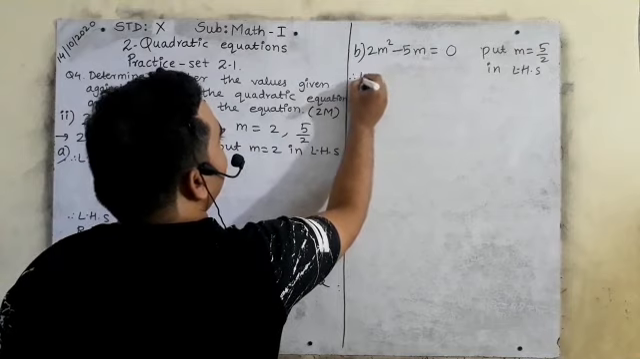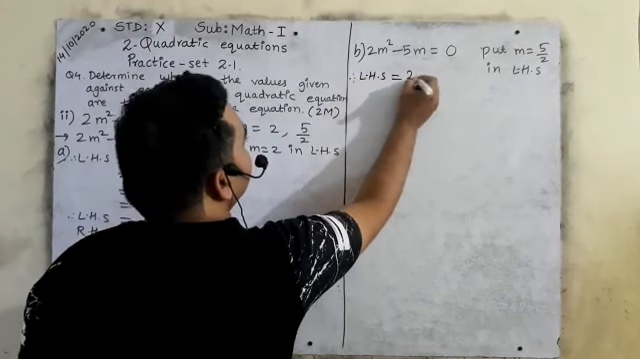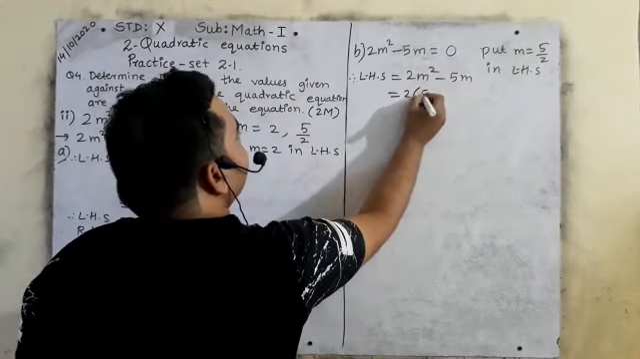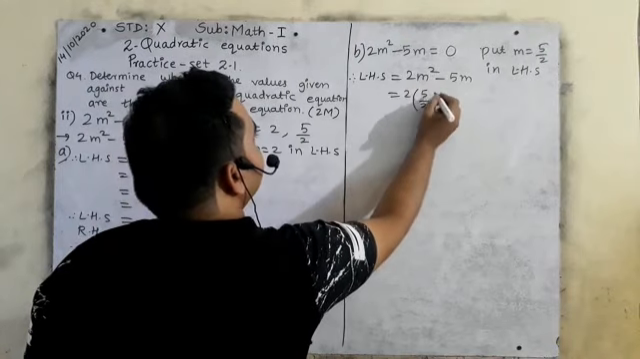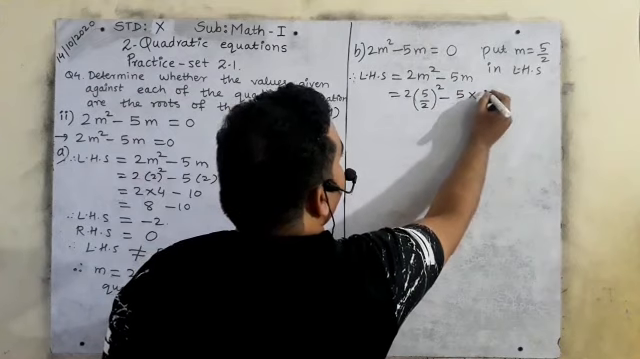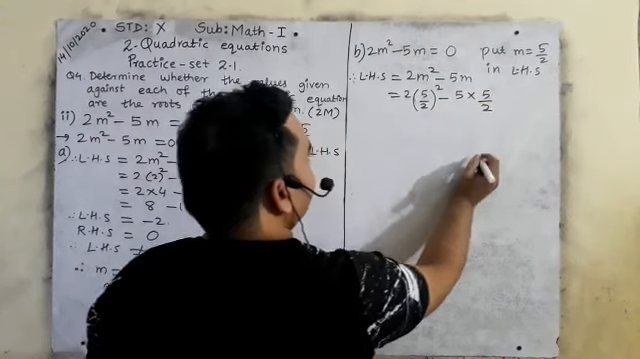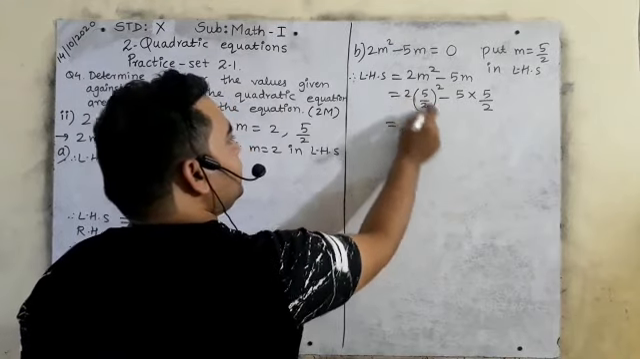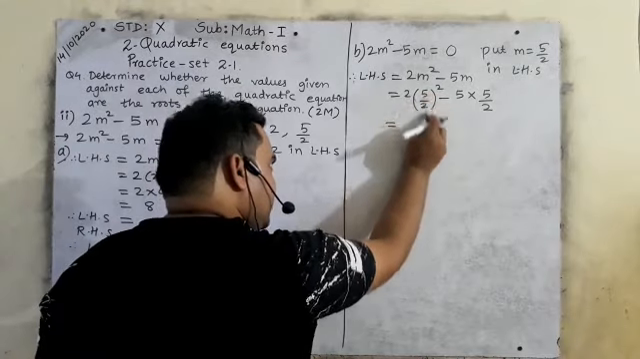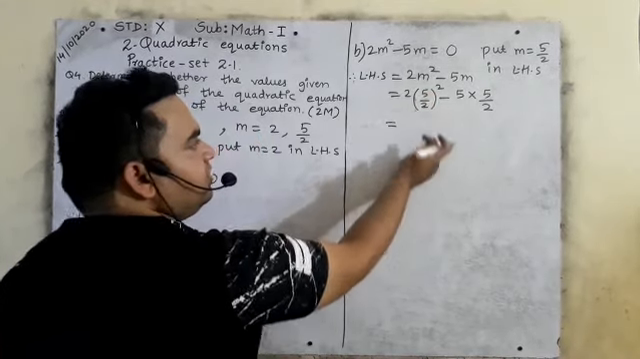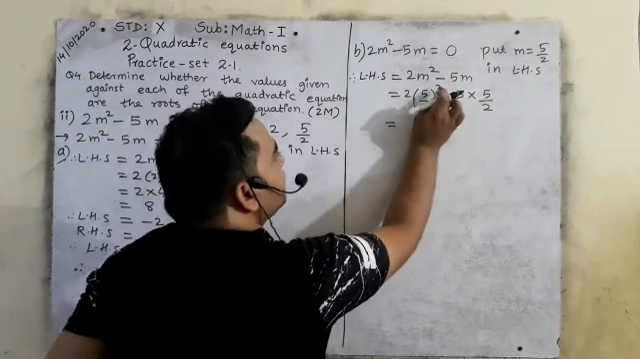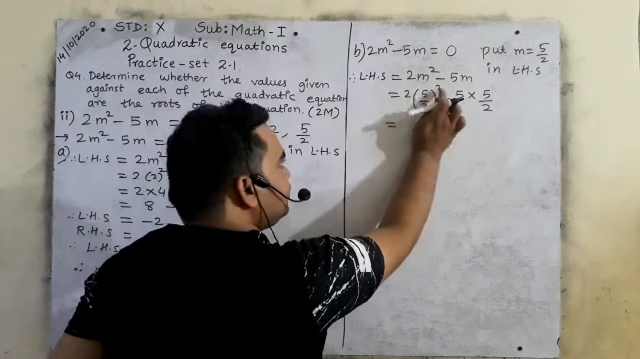So therefore LHS is equal to 2m square minus 5m. So in place of m I will use 5 upon 2, in a bigger bracket. Now this is 5 multiplied by 5 upon 2. Now in this condition, don't cut this 2. This is square on this complete term, so give the square to both of the terms. Don't cut the 2 directly. This is separate, this is separate. This is 2 multiplied by 5 upon 2 bracket square. So give the square to this term.